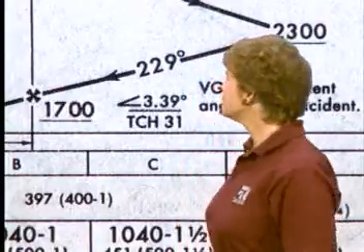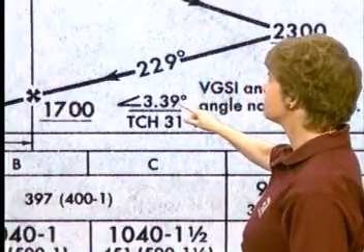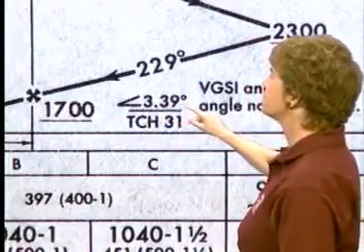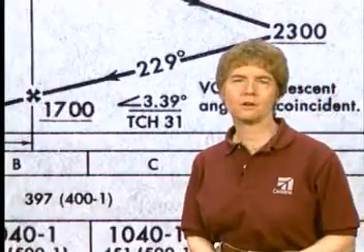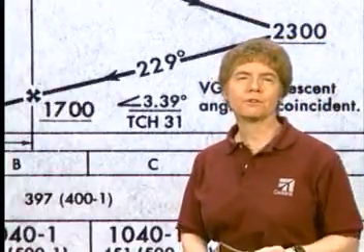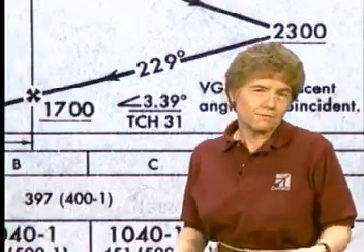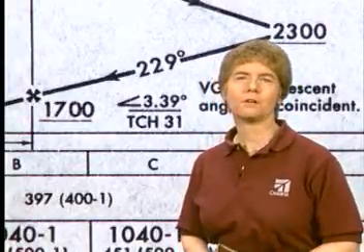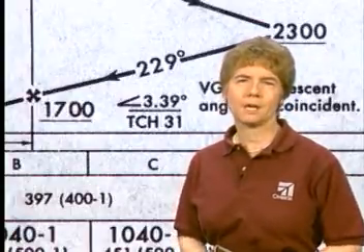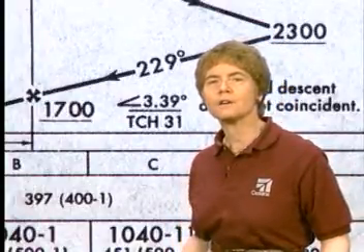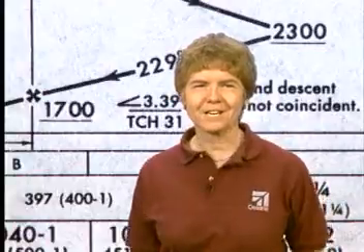Now take a look back at the VOR runway 23 approach for Terre Haute. The notation 3.39 degrees after the angle symbol tells you the descent angle you would program into a vertical path computer, if you had one. Vertical path computers are typically found in the sophisticated flight management systems found in airliners and high-end business jets.